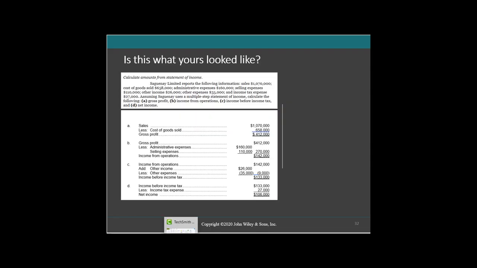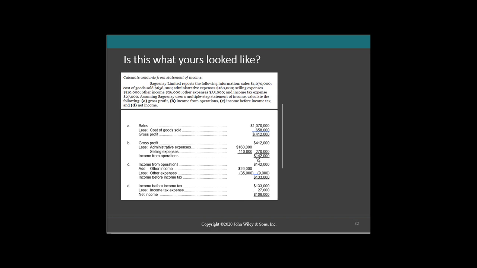All right, so how'd you do? Did you get gross profit of 412? That is our 1070 minus our cost of goods sold. How about recognizing that your operating expenses, in order to go from gross profit to income from operations, equal both your admin expenses and your selling expenses. So these two are what we refer to as your operating expenses.